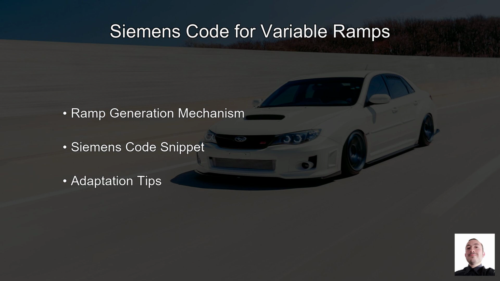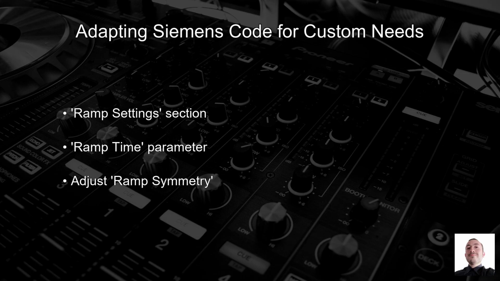This leads us to the secret behind seamless variable control, the exact logic and parameters you need to implement in your applications. Let's dive into the theoretical mechanism of ramp generation and how you can leverage Siemens code for your projects. To adapt the Siemens code for your custom needs, you'll need to dive into the parameter configuration interface.